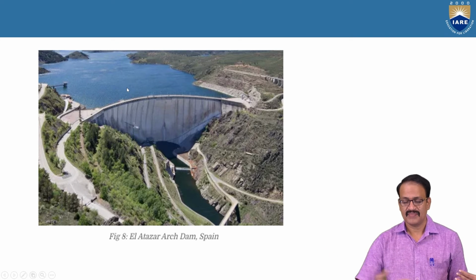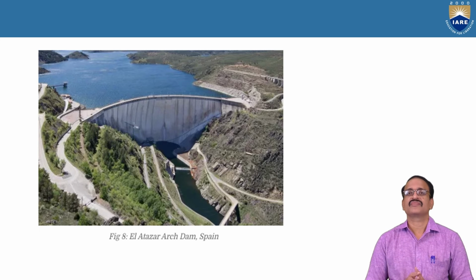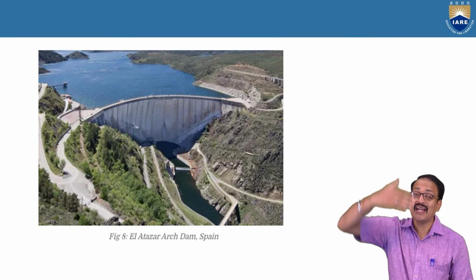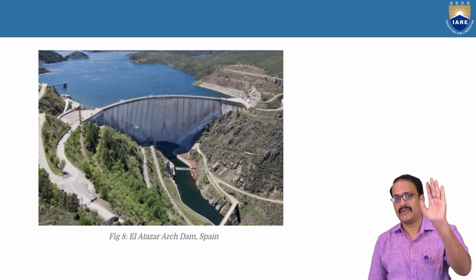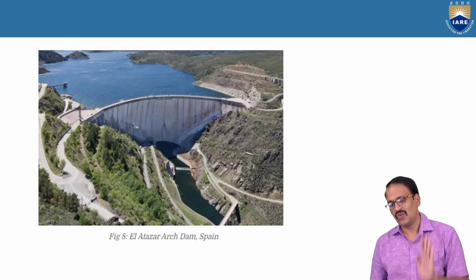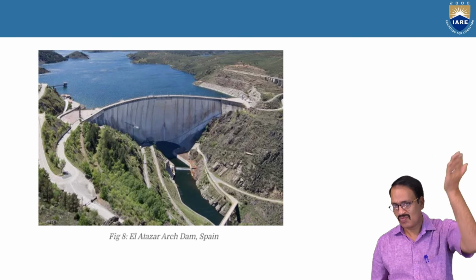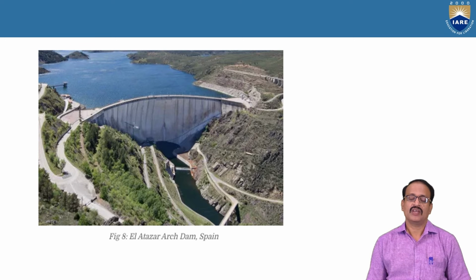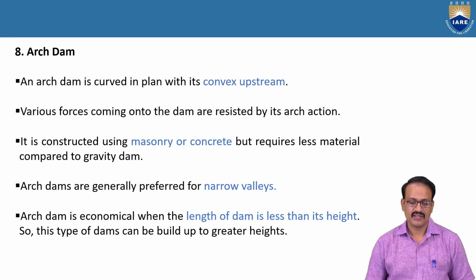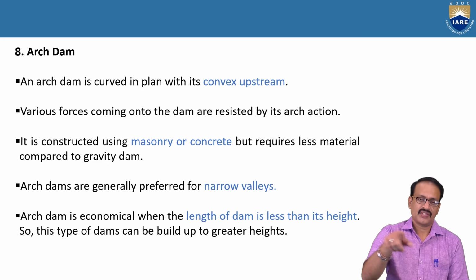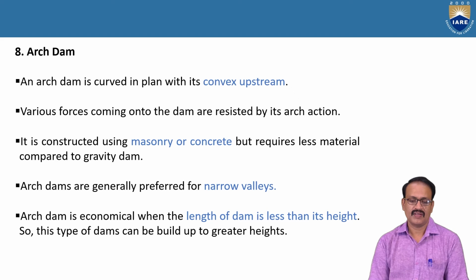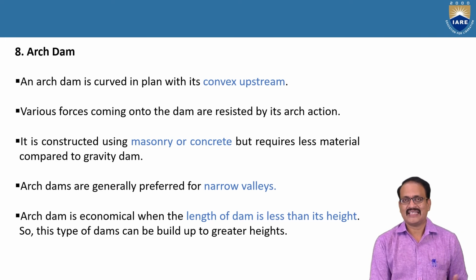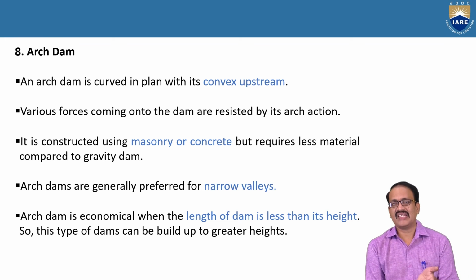Here the length is small but the height is more. More height means more pressure, more head, and more power we can generate. In such cases we construct a U shape, half circle, or convex upstream shape. Generally we will construct this type of dam with masonry or concrete.